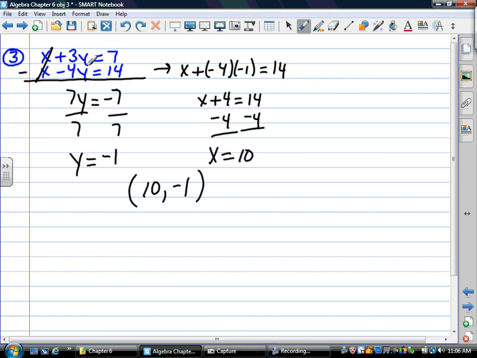All right, let's check to see if it makes both equations true. Replace x with 10, replace y with negative 1. 10 plus 3 times negative 1 is negative 3. 10 plus negative 3 is 7. Replace x with 10, y with negative 1. 10 minus 4 times negative 1 is negative 4. So 10 minus negative 4 becomes 10 plus 4 equals 14. So 10 comma negative 1 is the solution to the system.